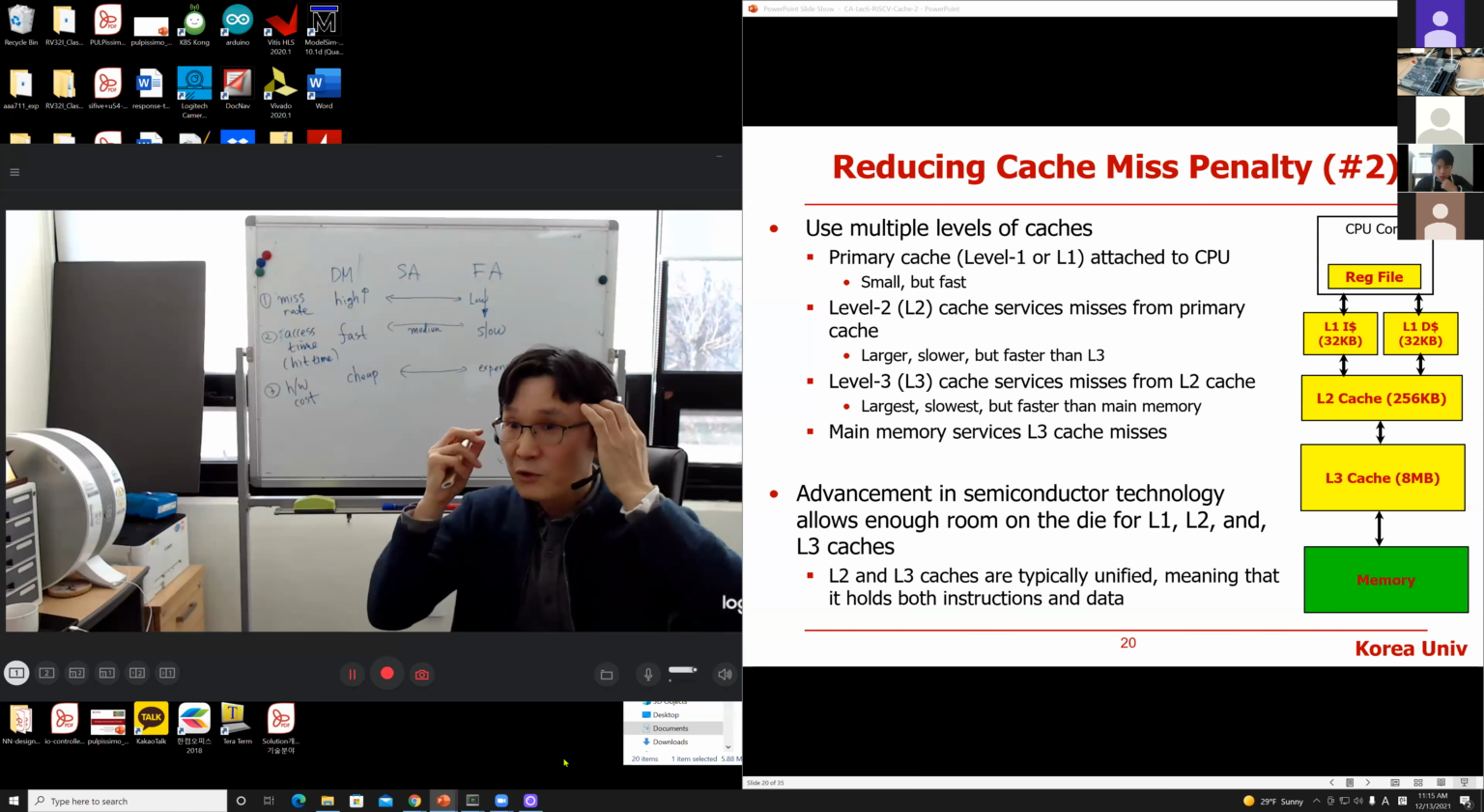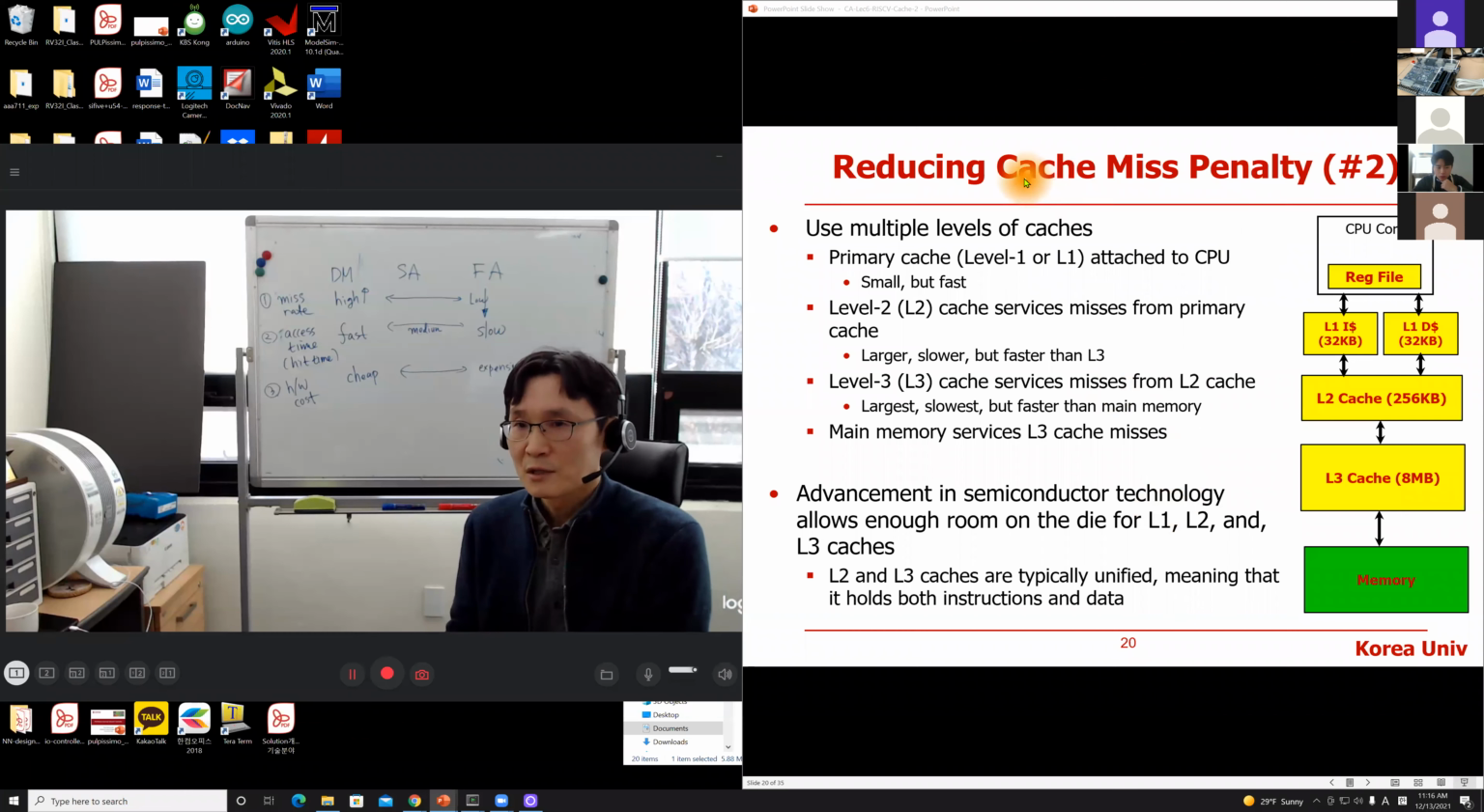Okay, thanks. Reducing miss penalty. How to reduce miss penalty? We can use advancement in semiconductor technology. So the solution is you can use multiple levels of caches like this, level 1, level 2, level 3 caches. And we were able to design this multiple level of caches because of the advancement in semiconductor technology.